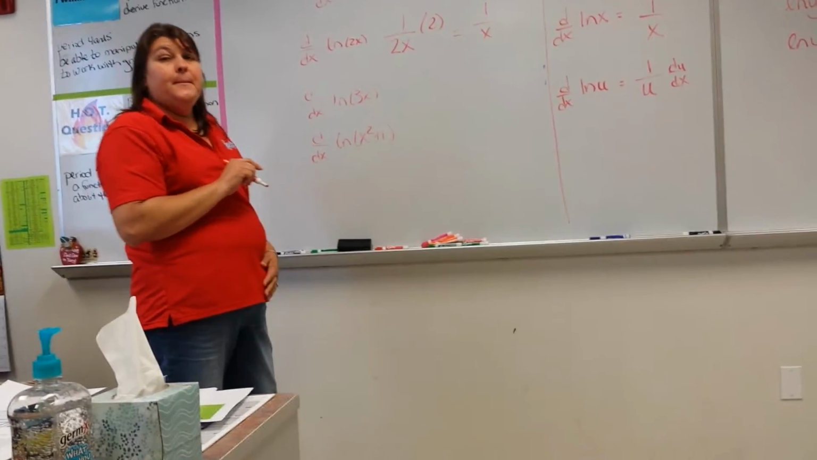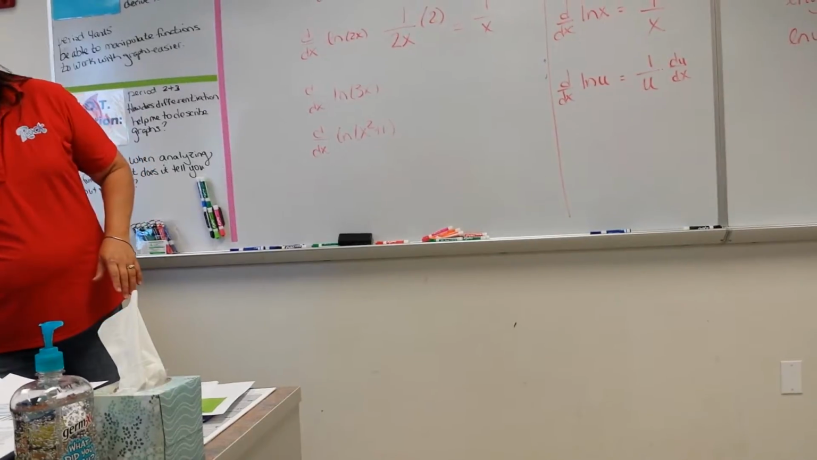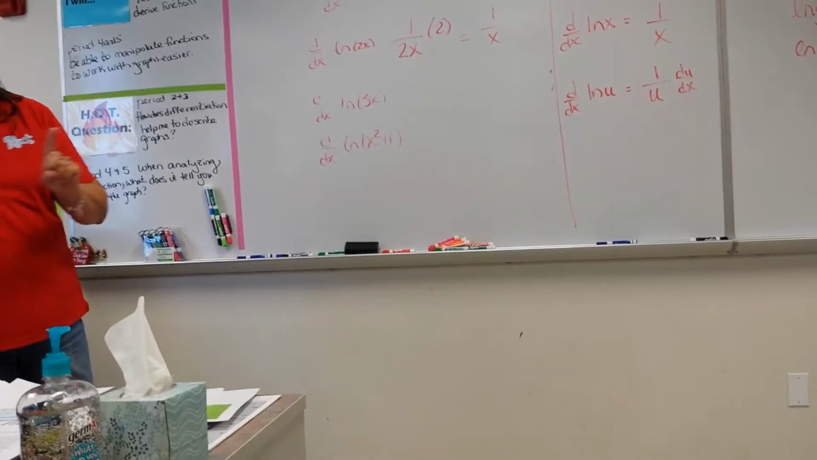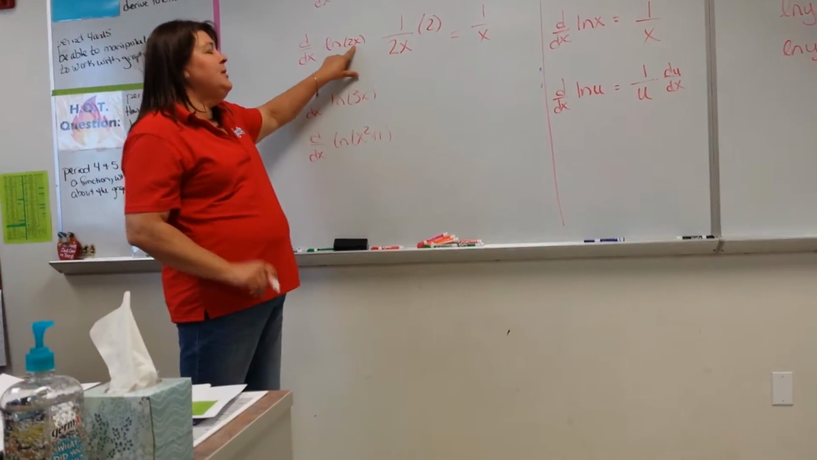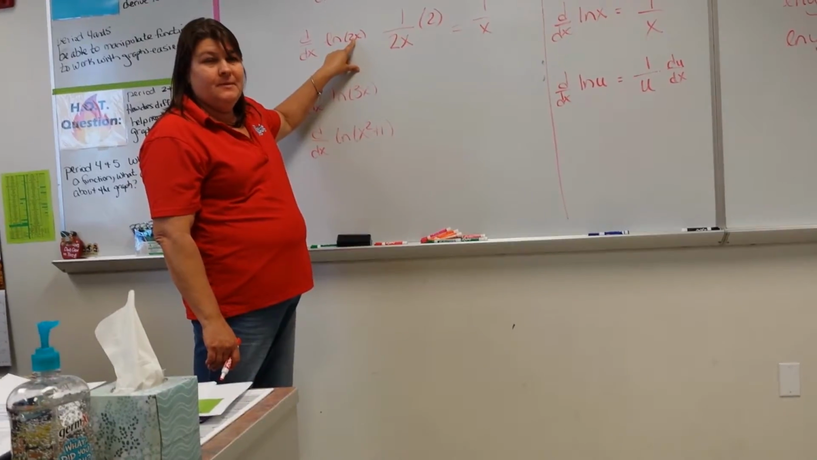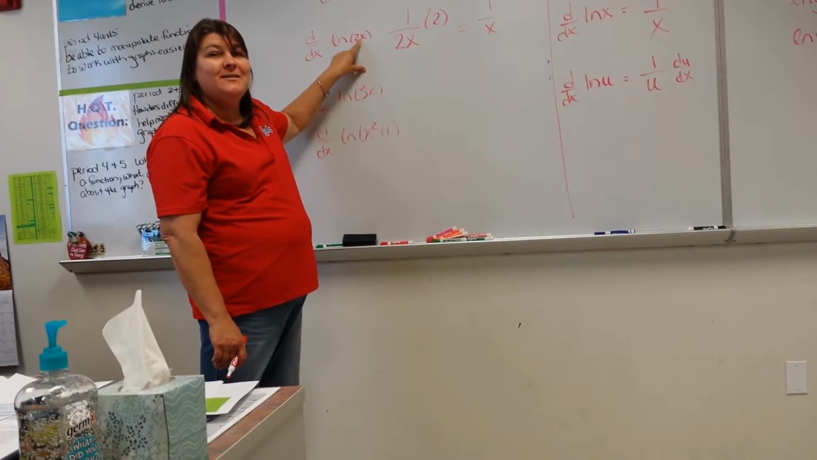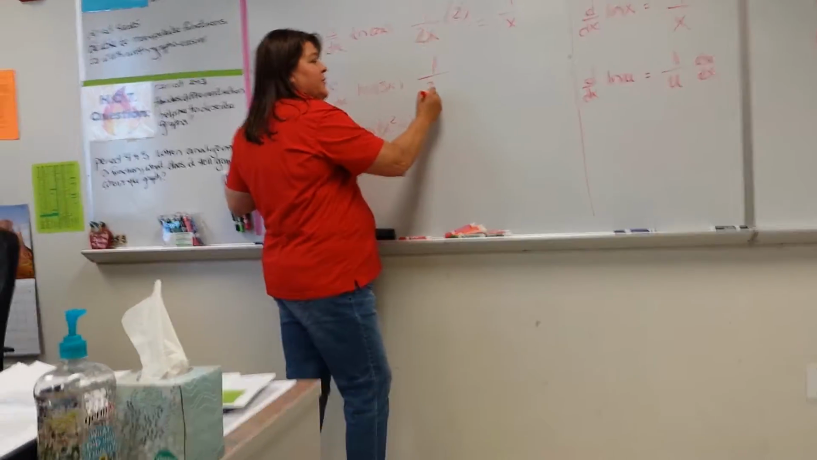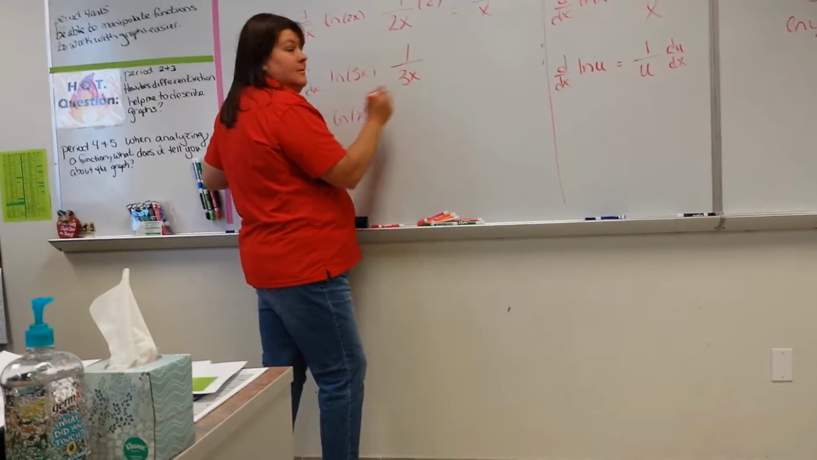Miss K? So where did the 2 come from when you multiplied by it? The ln of 2x or the 1 over 2x? Okay, so I take this and put it under 1, and then I take its derivative and attach it to it. So it's really just the number that's in front of the x. Yes. And so for the other one, it'd be 3. So it's going to be 1 over 3x times 3.